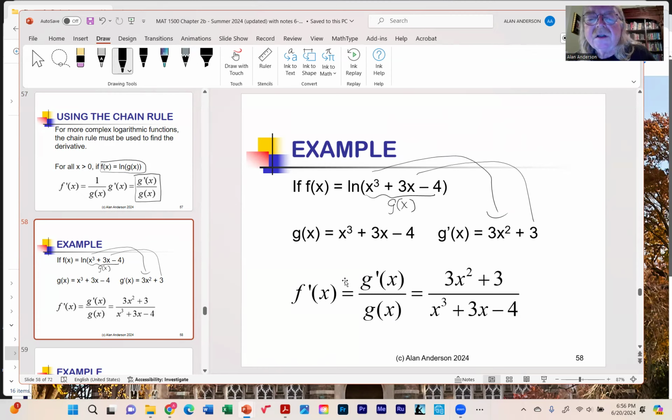So this ratio, g prime of x over g of x, is now just 3x squared plus 3 over x cubed plus 3x minus 4. And, again, if simplification is possible, you might want to look into it. But if not, you may as well just leave it the way it is. Sometimes you get lucky and every term has an x in it. We can cancel them out or factor them out. If not, then we just leave it like this.